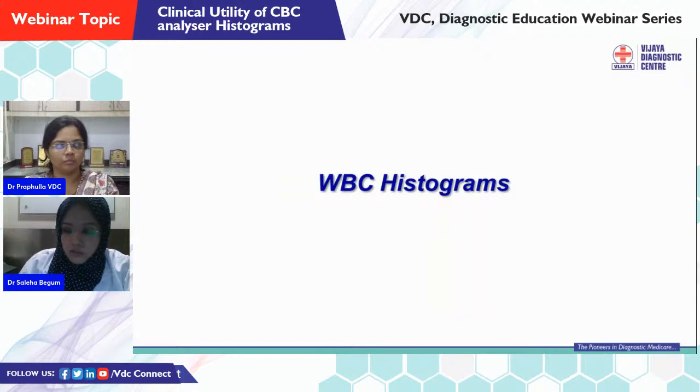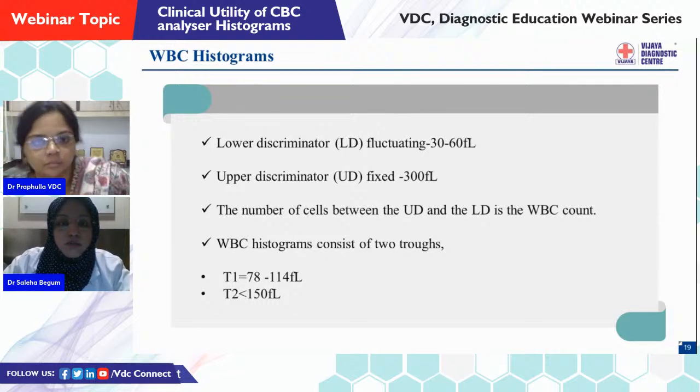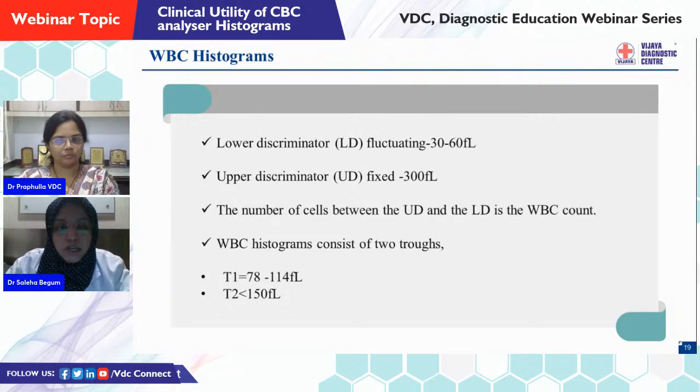Coming to WBC histograms. The lower discriminator of the WBC histogram is set at 30 to 60 femtoliters. It is fluctuating, and the upper discriminator is 300 femtoliters. So the detection range for WBC is 30 to 60 to 300, not like RBC, where it was 25 femtoliters to 250 femtoliters. But here it is 30 to 60 to 300 femtoliters. And there will be two troughs in the WBC histogram like this.